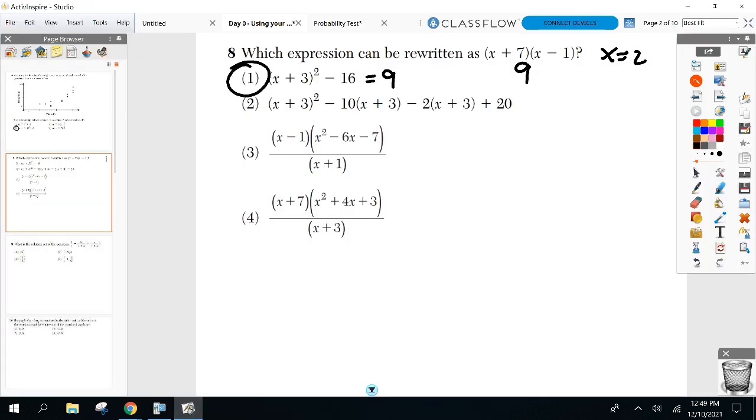And you don't have to pick 2, but I always stay away from choosing 1, 0, and any negative numbers. Everyone all right there? Again, pick a number, especially if it's looking for which one is the same as the original. Just plop a number in there.